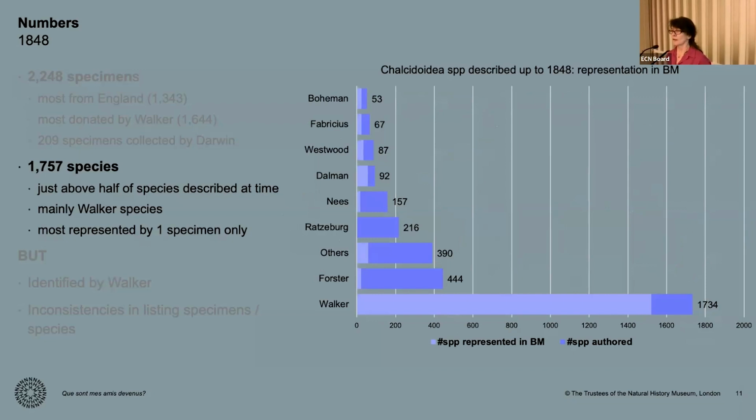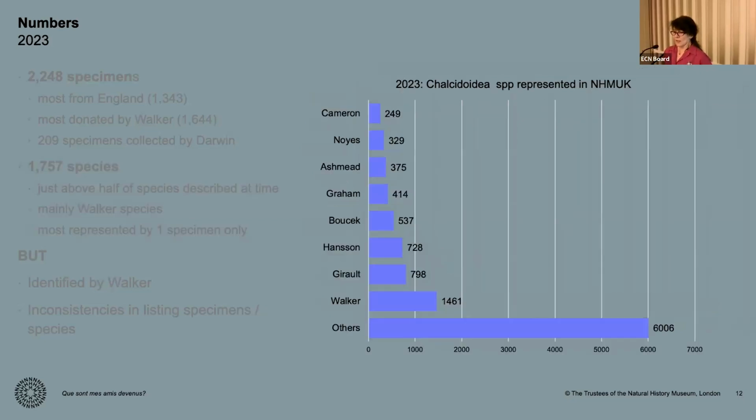So it looks like at the time you can think the collection in London consisted by and large of material donated by Walker, identified by Walker, and species described by Walker. And if you look now, it's just to illustrate that the collection is, of course, not dominated as much by Walker species.